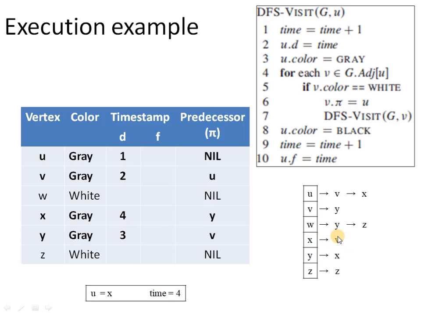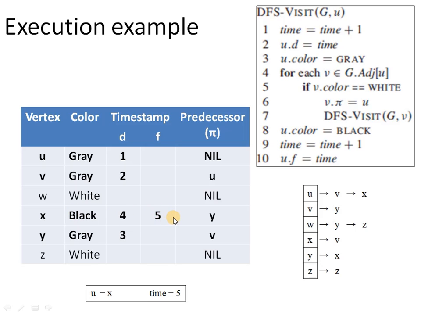So x has a single vertex v, but v is already explored. This for loop will not be executed for the vertex x. So now we have to recolor x to black, increase the timestamp by 1, and we have to mark the finish time of x to 5 now. We have recolored x to black and marked its finish time to 5.